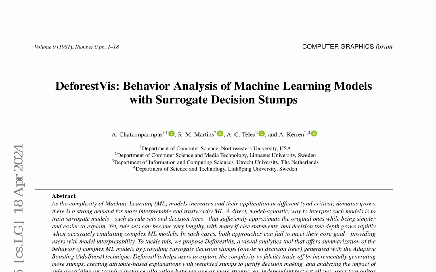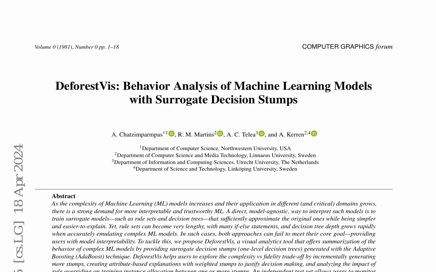Model interpretability is crucial in machine learning, as users often struggle to trust and understand predictions made by complex models. Previous work on visualizing decision trees has primarily focused on static representations, which may not be effective for large models. DeforestVis addresses this issue by providing an interactive visualization tool that allows users to explore and understand surrogate decision stumps. The system utilizes a hierarchical layout to display stump structures, enabling users to drill down into specific parts of the model to gain more detailed insights.